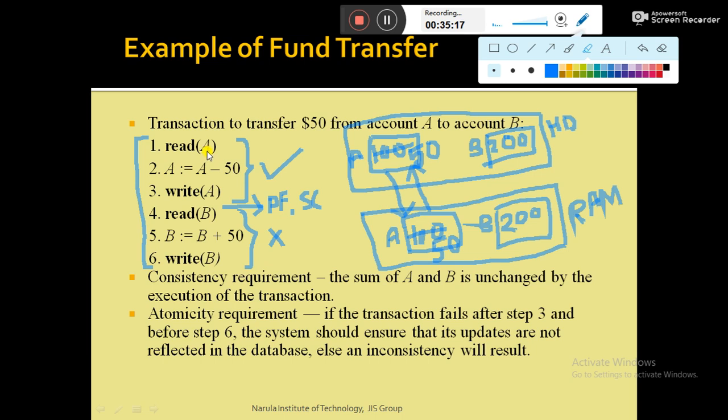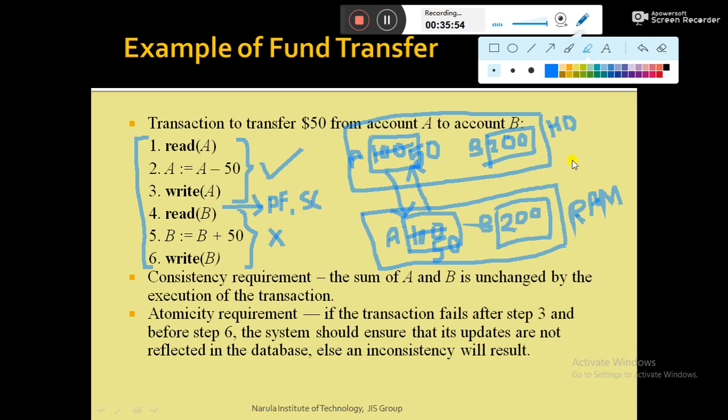So again I am repeating, suppose out of 6 operations, the first three instructions are performed. As the first 3 instructions are performed, database A is modified and updated in the hard disk. But due to power failure or system crash or hardware failure, the last 3 instructions of that transaction are not allowed to execute, they are not executed. So what happened after the power failure?